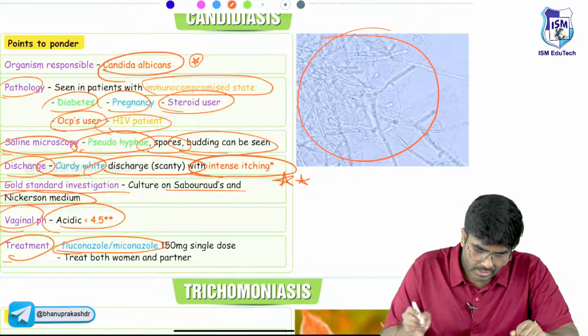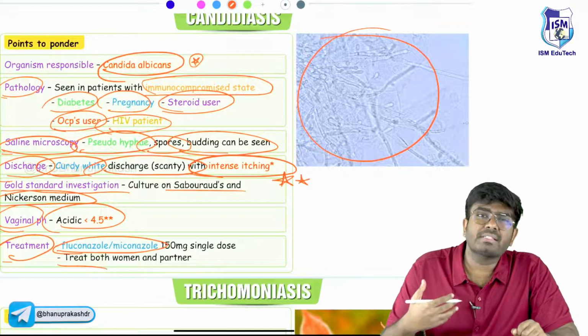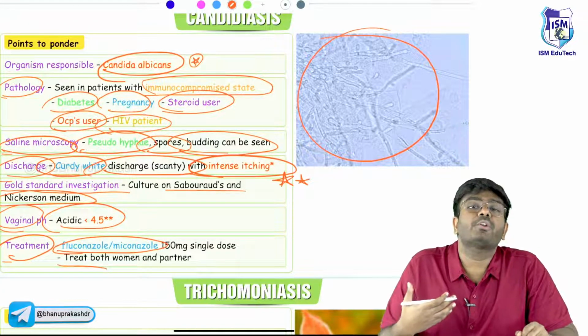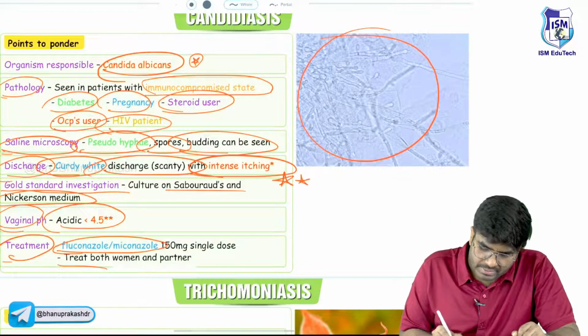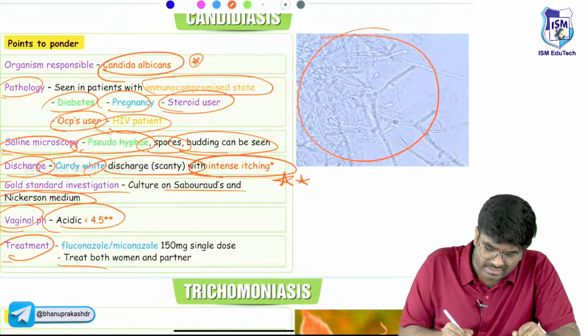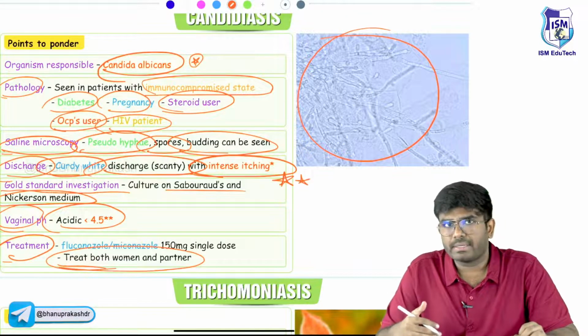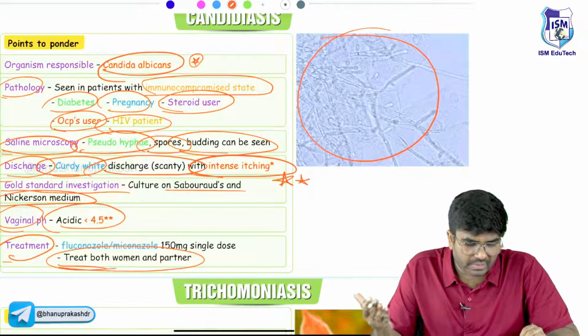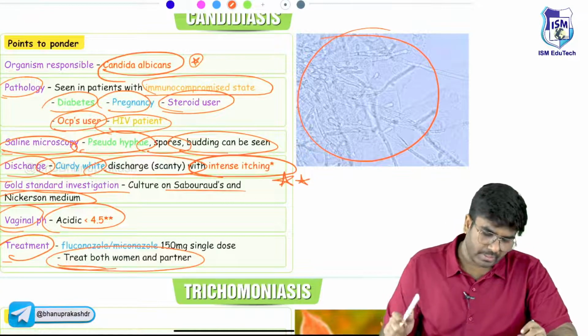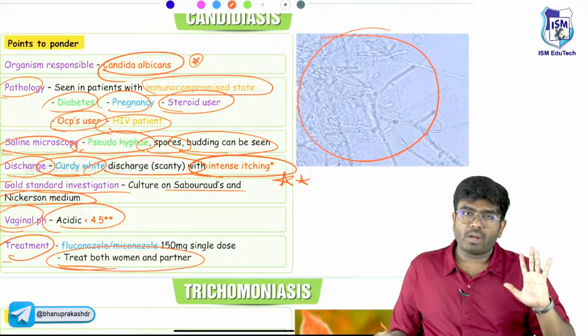Simple. Okay, so this fungus even can spread to the partner. So both the partners can be treated, though it is not a sexually transmitted thing, but still advised to treat both the partners. That's sexual partners. Okay, both male and female. So simple. What are the important points which I want you to know?